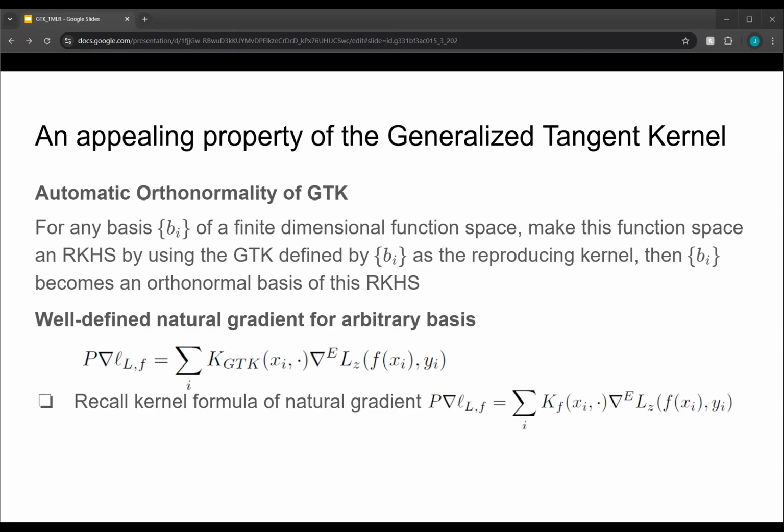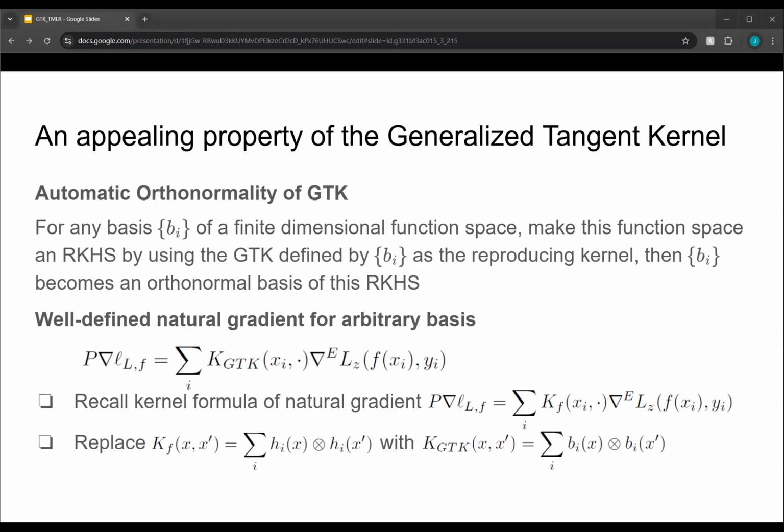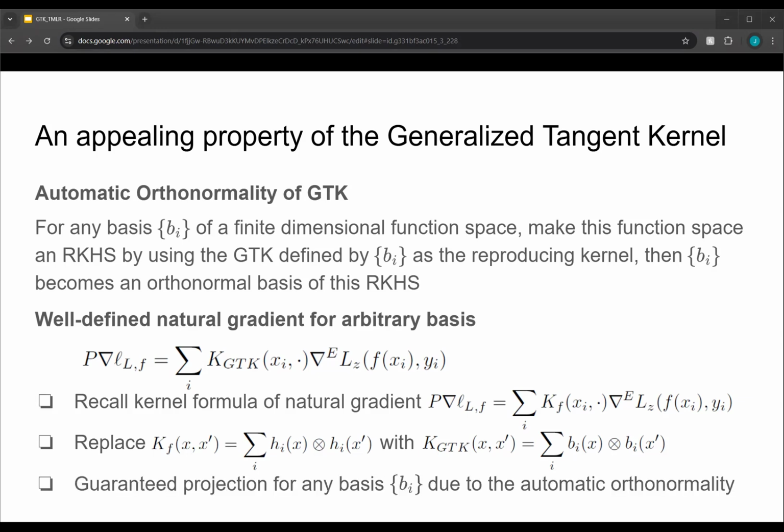Recall the previous projected kernel formula of natural gradient. We can simply replace Kf with the GTK from any basis. Because of the automatic orthonormality of GTK, any basis Bi guarantees an orthogonal projection of functional gradient from the ambient space M to embedding phi.